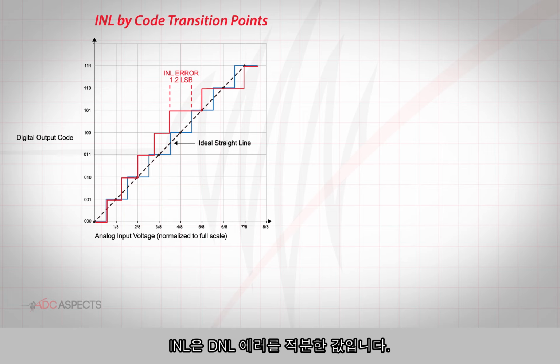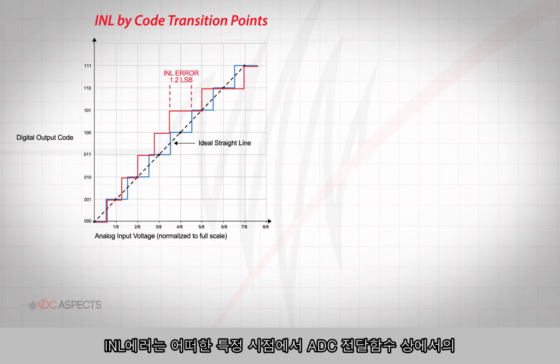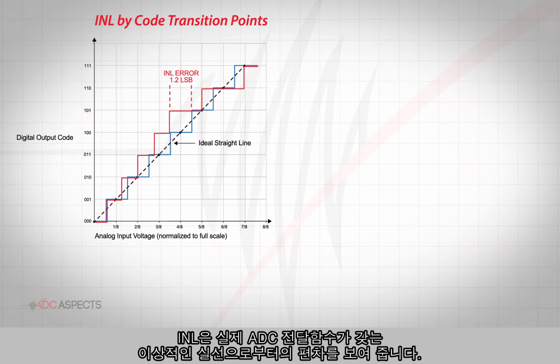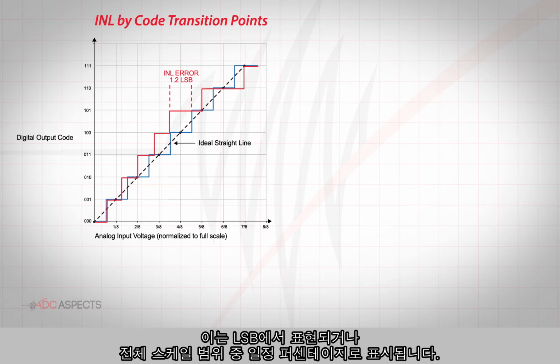INL is the integral of the DNL errors. Thus, the INL error at any given point in an ADC transfer function is the accumulation of all previous DNL errors. INL describes the deviation the actual ADC transfer function is from the ideal straight line. It may be expressed in LSBs or as a percentage of the full scale range.